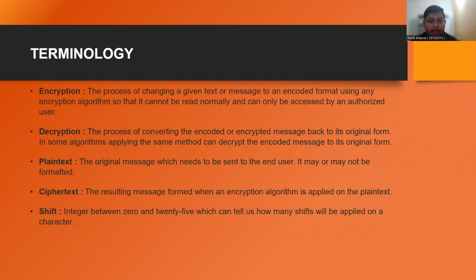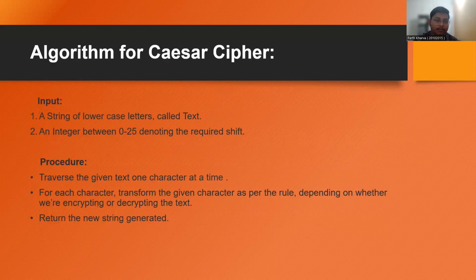Shift is an integer value between 0 and 25, which tells us how many shifts will be applied on a character. For the algorithm, the input is a string of lowercase characters called text and an integer value between 0 and 25 denoting the required shift, and we proceed through the given text one character at a time. Each character is transformed as per the rules, depending on whether we are encrypting or decrypting the text. Return the new string which is generated.